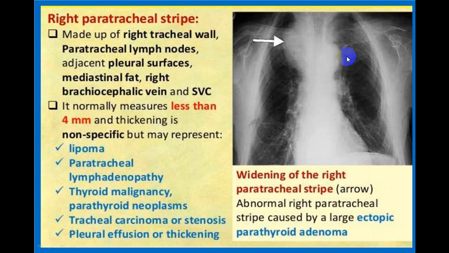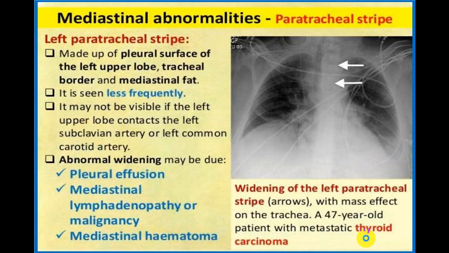So this is a rare condition, but after investigation you can make out, you can say there is some mass in a mediastinum which is on the right side. That is what you can say. And this is called Silotti sign related to right paratracheal strip, which can be because of lipoma, paratracheal lymphadenopathy, thyroid malignancy, parathyroid neoplasm, tracheal malignancy, or stenosis, pleural effusion, or even a thickening in a right apical lobe. So all these conditions can produce that.